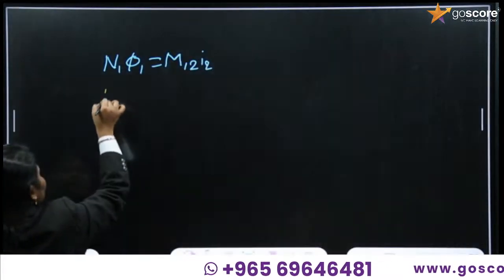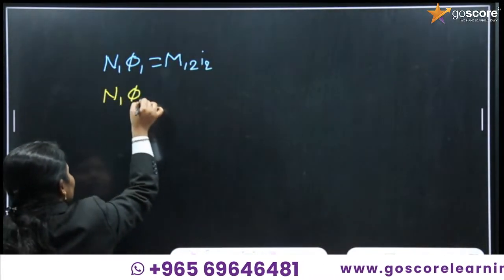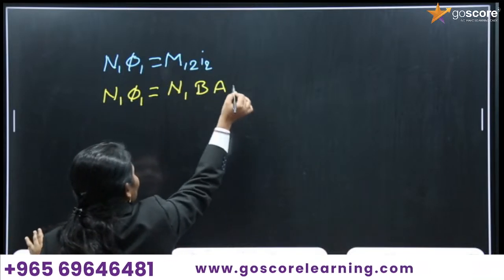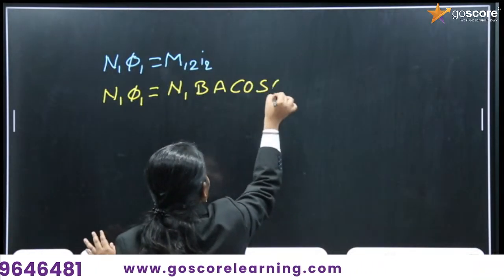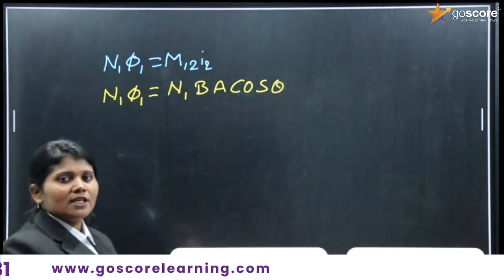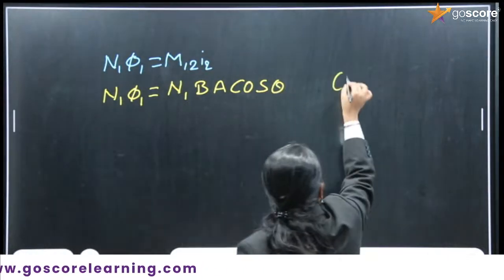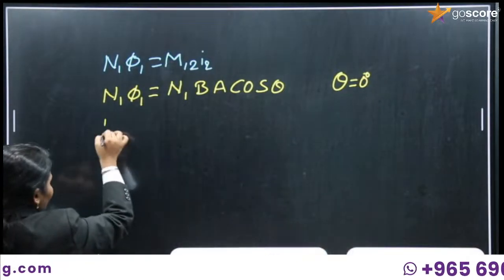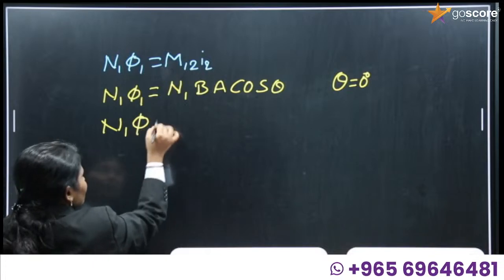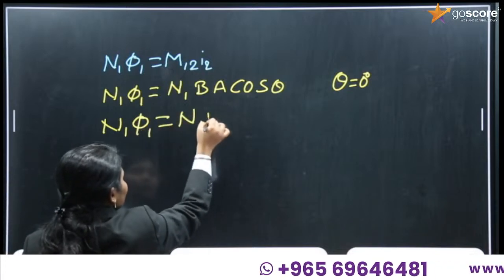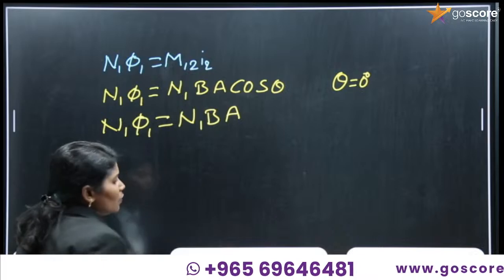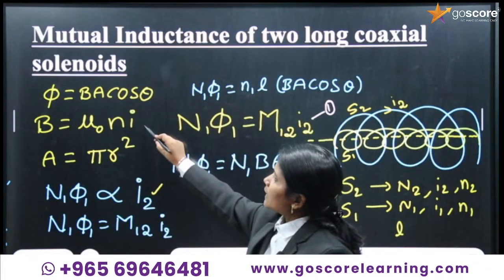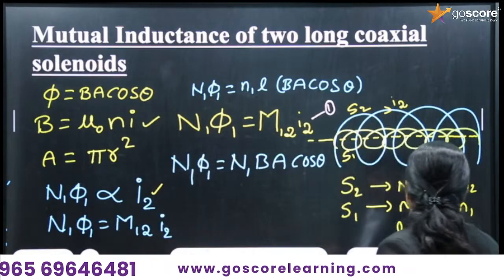What is the second? N1 phi 1 is equal to N1 BA cos theta. Here I am considering theta is equal to 0 degrees. Then the equation is N1 phi 1 is equal to N1 BA. What is the B value? Mu naught Ni.